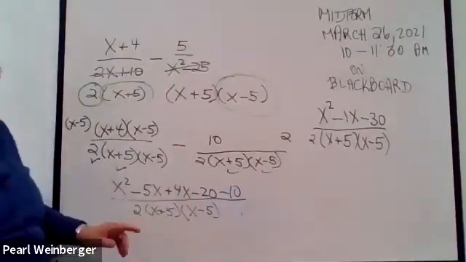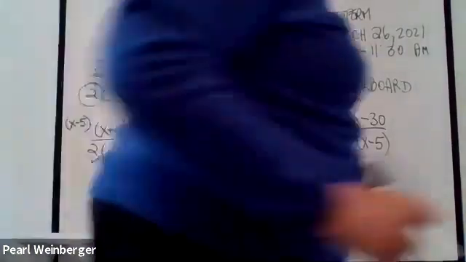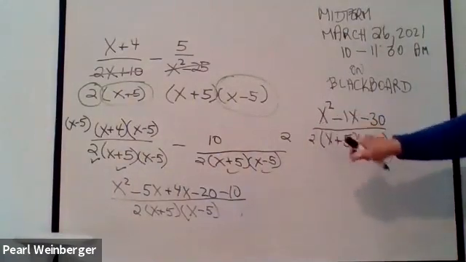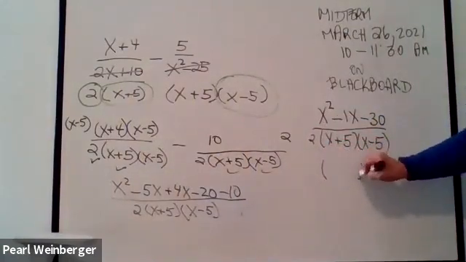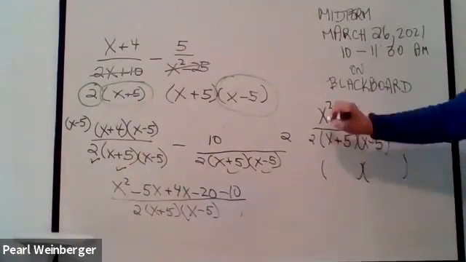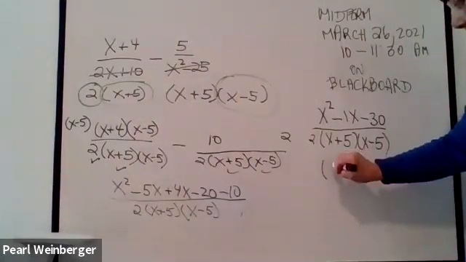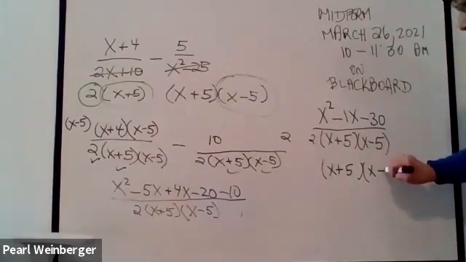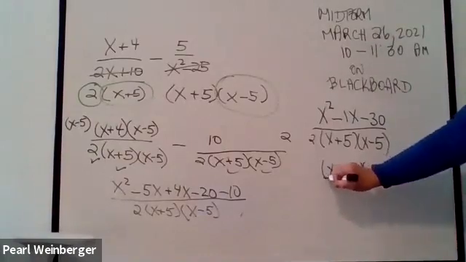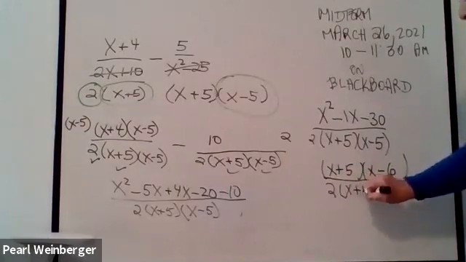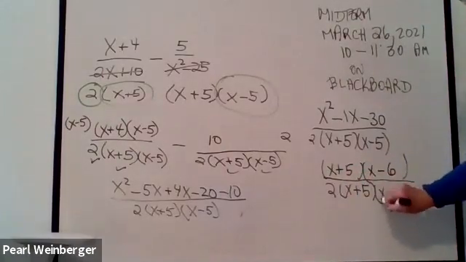Okay, so I see a couple of people have come up with this. Does somebody want to tell me what this factors into? I think you know how to do the factoring. What did the x squared minus 1x minus 30 come out to be? Anybody want to tell me what they got? X plus 5 and x minus 6. Perfect. And that's all over the 2 times the x plus 5 times the x minus 5.